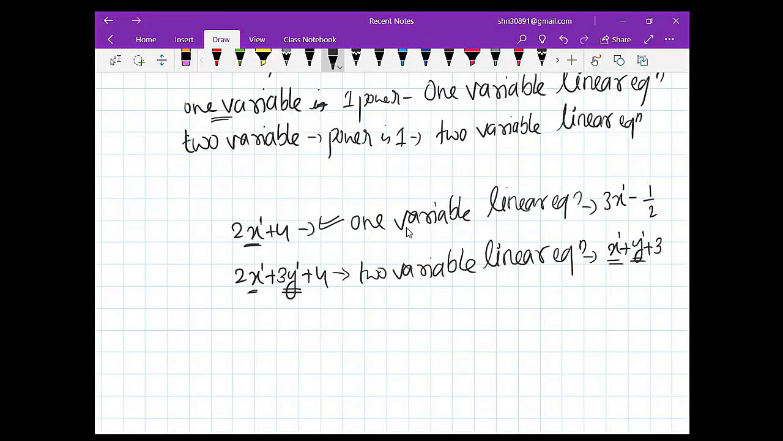So if we have only one variable and the highest power is 1, then we call it a one variable linear equation. If we have two variables and the power is 1 only, then we call it a two variable linear equation. See, you should simply know that linear means the overall power of the variable is only 1.